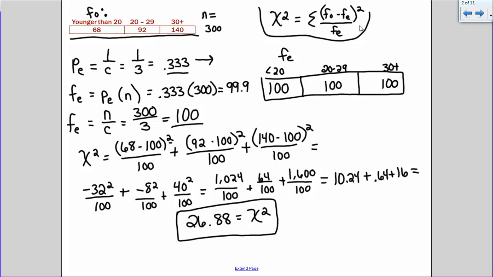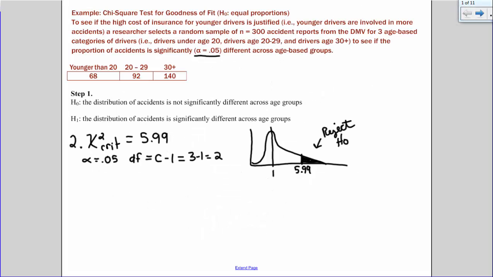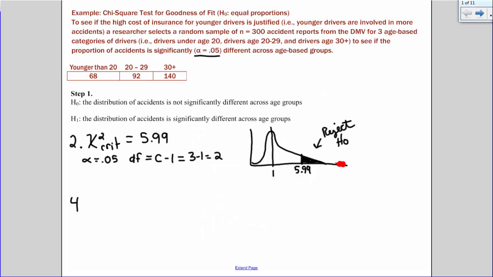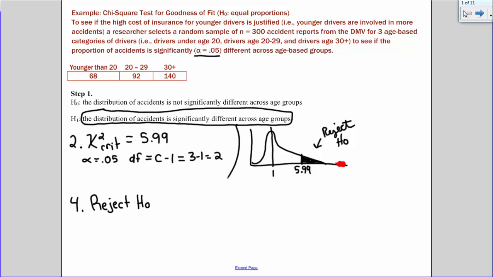That's huge. That's telling me that my observed frequencies don't quite match up with my expected frequencies under the null hypothesis, which you can see by comparing the two. And not only do they not match up, but they are significantly different because my 26.88 is way off the charts here. So for step 4, so we did step 3 over here. Step 4, we would reject the null hypothesis and we would conclude that the distribution of accidents is significantly different across age groups.